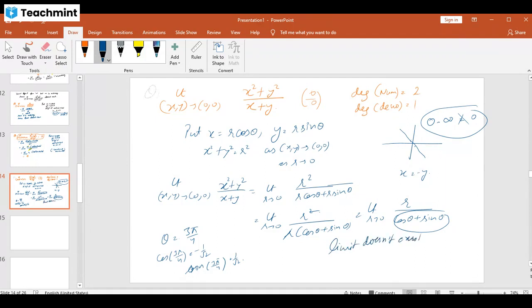So what do we find out here? Even if the degree of numerator is greater than the degree of the denominator, if the denominator function has an odd power, even in that case the limit of the function does not exist.